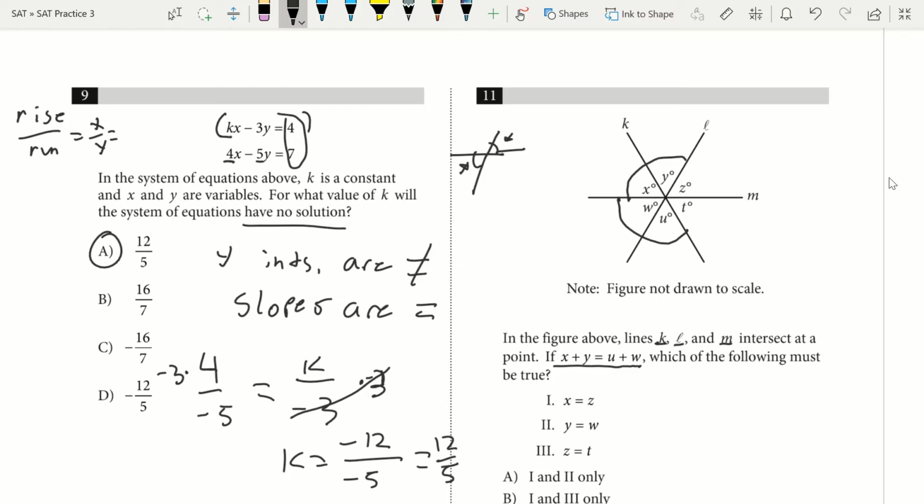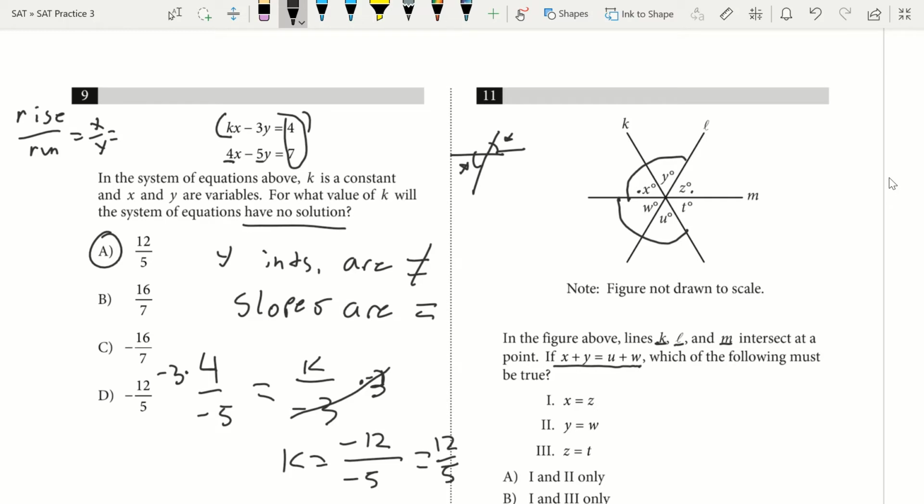Okay. Now, we're given these 1, 2, and 3 equations here, right? And we have to solve for which ones are true. So we'll start with our first one. Our first one is x equals z. So go ahead and find x right here. We see z is right here. Alright, so in order to solve for whether x equals z, we'll go ahead and see.